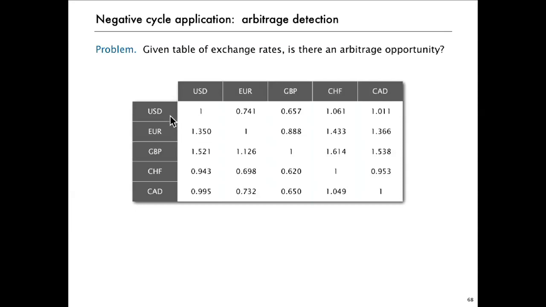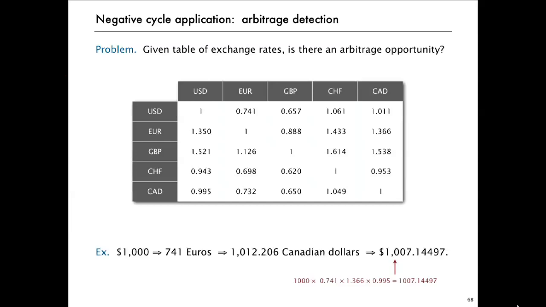To convert a dollar to euros, use a factor of 0.741, and to compute euros to Great Britain pounds, 0.888, and so forth. So this table is a table of exchange rates. And the problem is: is there an arbitrage opportunity? So what is arbitrage? Well, arbitrage is when just by making exchanges according to the legal rates in the table, you can make money. So say we had $1,000 and these are the going rates.